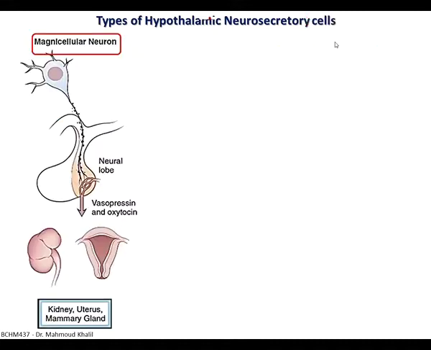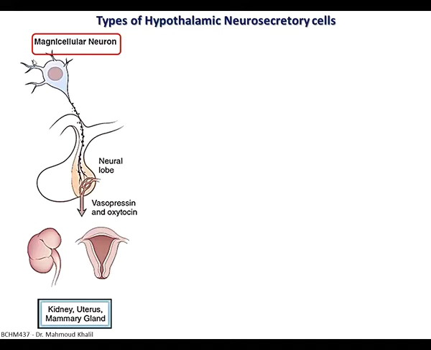So let's see here the types of the neurosecretory cells. We have said in the last few slides that the hypothalamus contains neurosecretory cells, which release the releasing hormones. So here we'll show the types of these neurosecretory cells present in the hypothalamus.